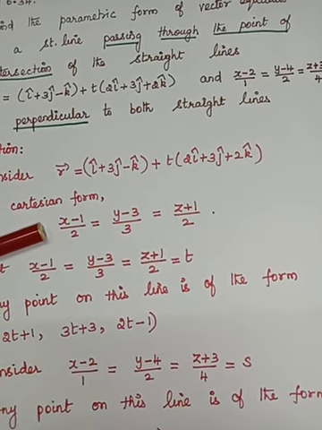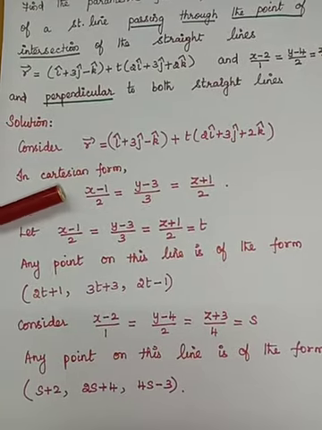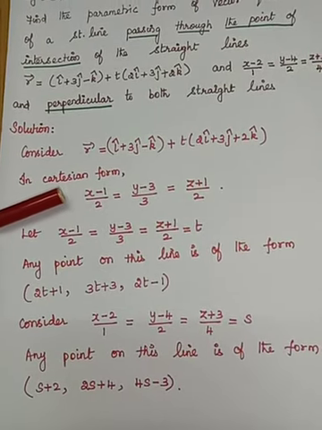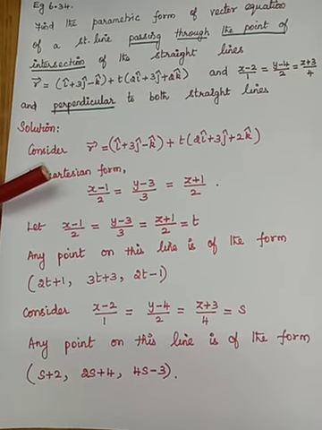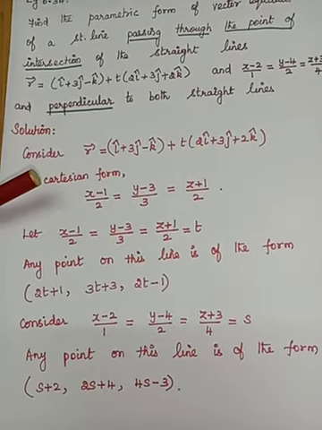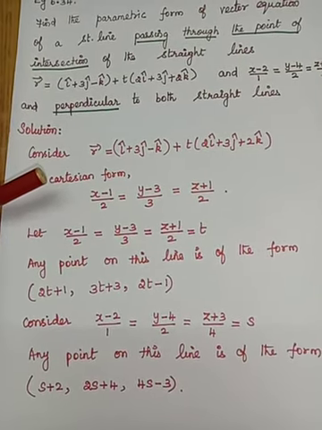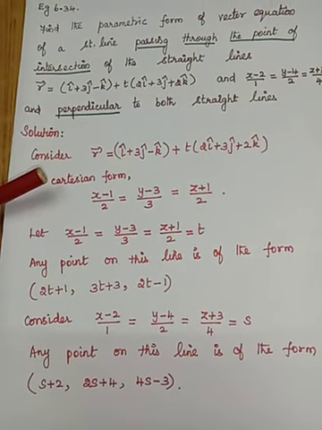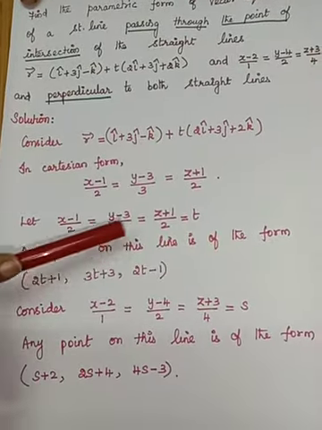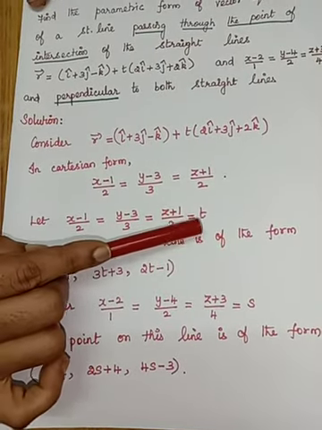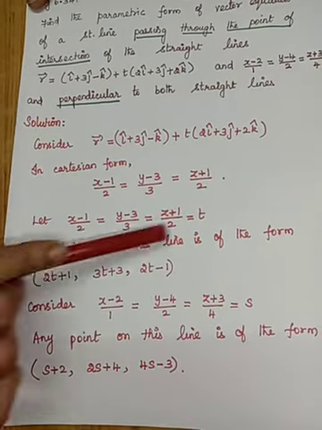So how to find the point of intersection? First you have to find the arbitrary points on the straight lines. At the point of intersection, both the points should be equal, so you have to equate. From that you find the values of s and t, and substitute in the corresponding equation. You will get the point of intersection. For the Cartesian form of the first straight line, I write it as equal to t, and from that I find the point on this straight line.